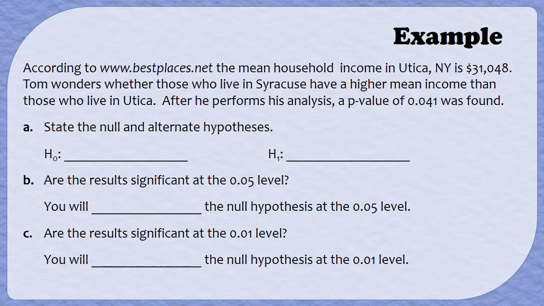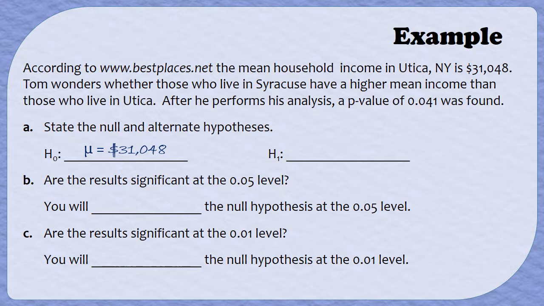Let's start by stating Tom's null and alternate hypotheses. Now, in this example, Tom is comparing Syracuse to Utica, and he suspects that there's something different between these two cities. So if you suspect there's something different, then that means that you're fighting a claim that they're the same. So the null hypothesis that Tom is fighting is that the mean income in Syracuse is the same as Utica. In other words, mu equals $31,048.